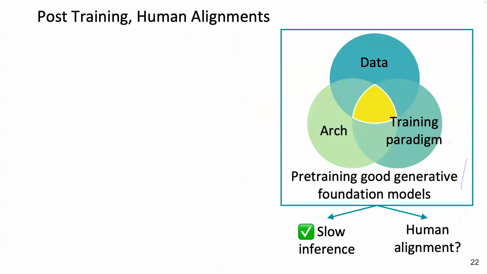So back to this initial figure. After the pre-training, we talked about how to do inference acceleration to solve the slow inference speed problem. Another problem we listed here in the bottom right is the so-called human alignment. Intuitively, after we pre-train the model with image-text pairs, it will try to best follow the pre-trained image distribution that we feed the model.